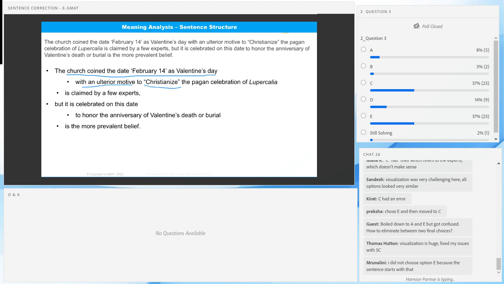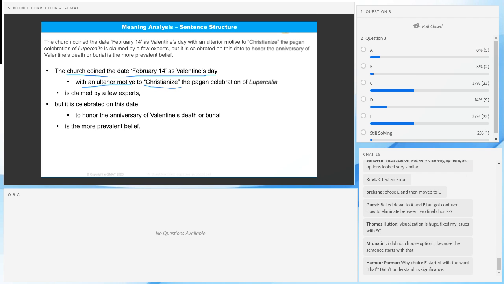Is claimed by a few experts. This is a little weird. We already have a complete idea, and then it's saying is claimed by a few experts. So somebody asked me earlier, if the sentence is written non-grammatically, if it has grammatical errors, what do you do? You still continue, as we've already talked about, right? But these structural errors, and this is something that you will learn in the course, right?